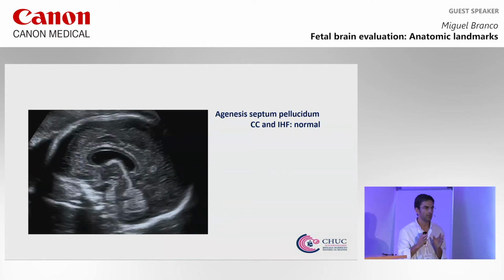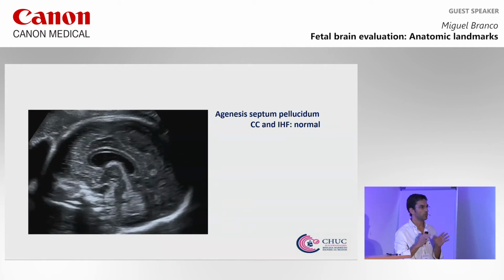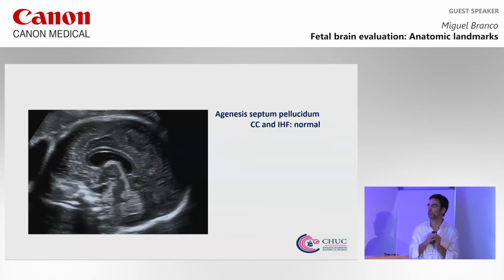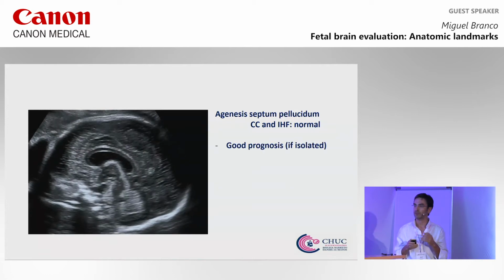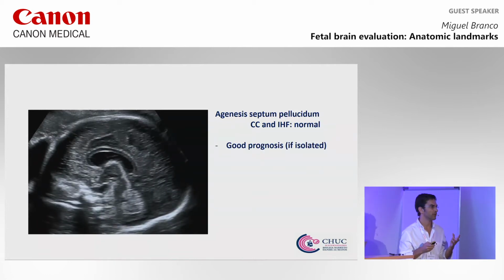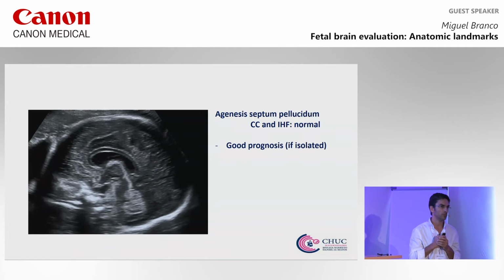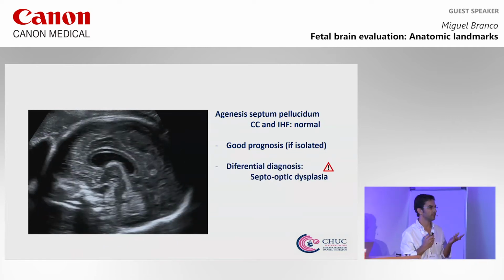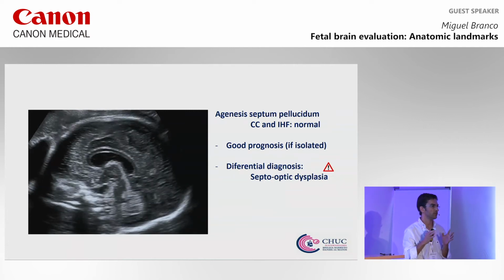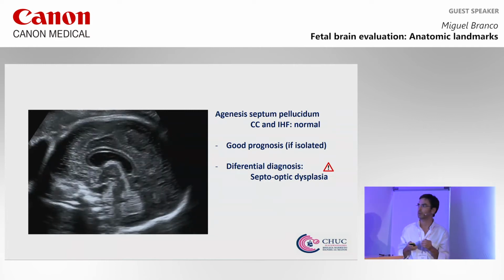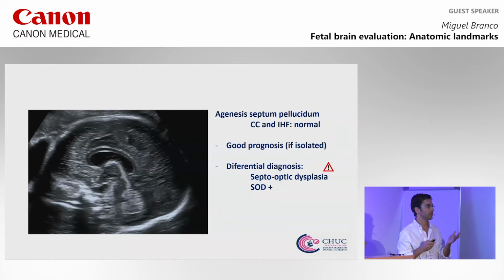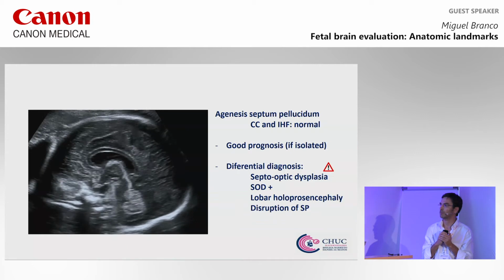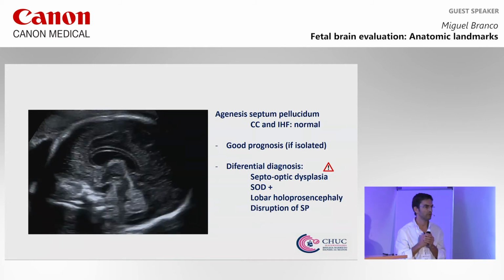If we have an otherwise completely normal evaluation, this could be agenesis of the septum lucidum, and that situation most frequently has a good prognosis. But we must also discuss differential diagnoses like septo-optic dysplasia. It's not too frequent. Septo-optic dysplasia plus malformations of cortical development, lobar holoprosencephaly, or disruption of the septum lucidum.